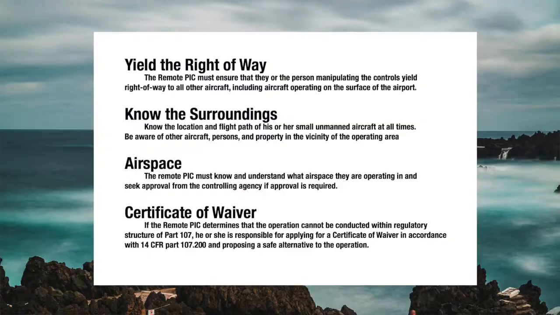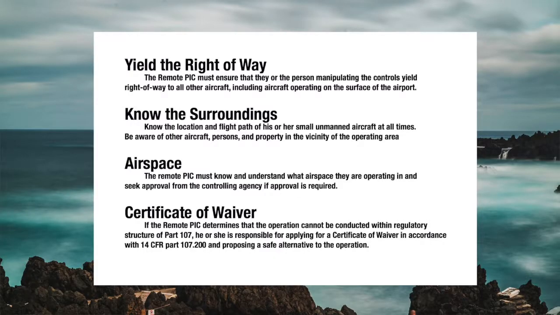On to the next one, yield the right of way. Pretty straightforward. The remote PIC must ensure that they or the person manipulating the controls yield right of way to all other aircraft, including aircraft operating on the surface of the airport. And on to the next one as well, know the surroundings.